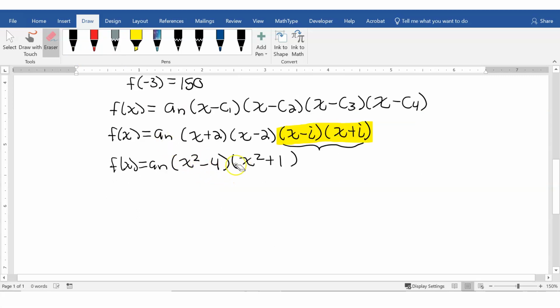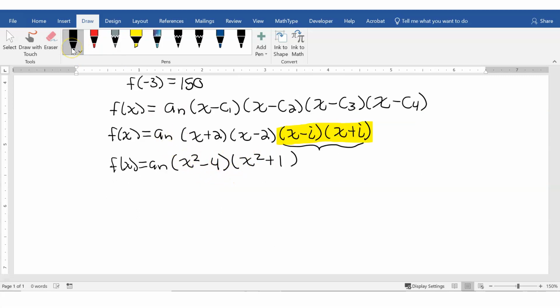Now let's multiply these two expressions out here. So now we'll get f of x equals a sub n, and we'll get an x to the 4th. We'll get a minus 4x squared and a plus x squared, which would be minus 3x squared. And then we'll get a minus 4. So we're almost to the end. Now we just need to solve for a sub n.